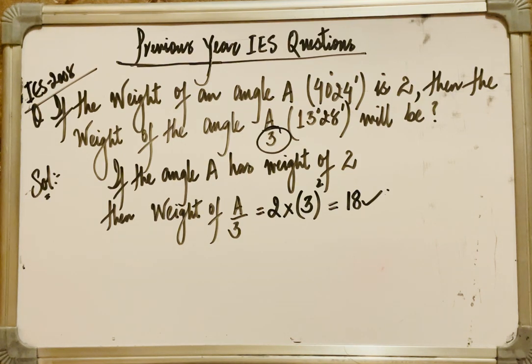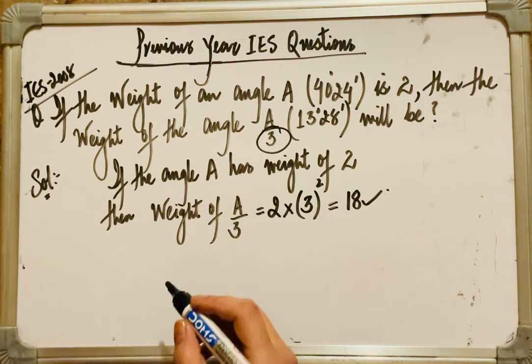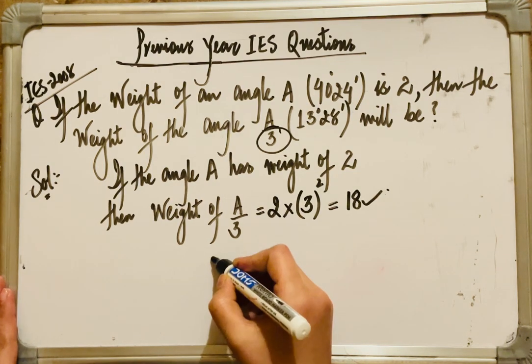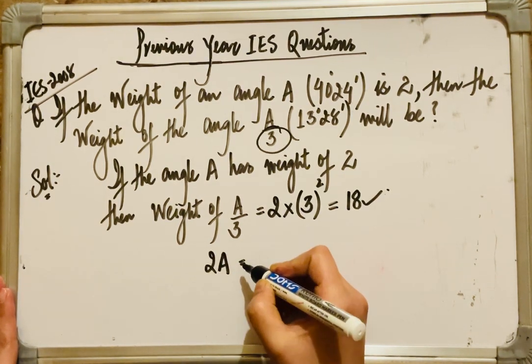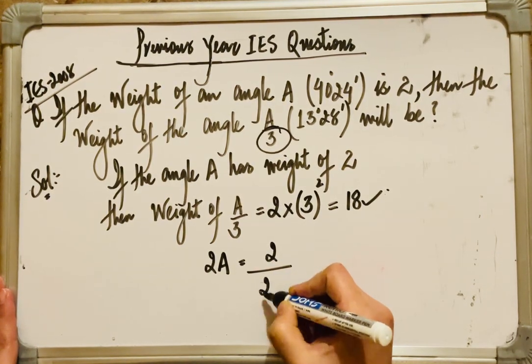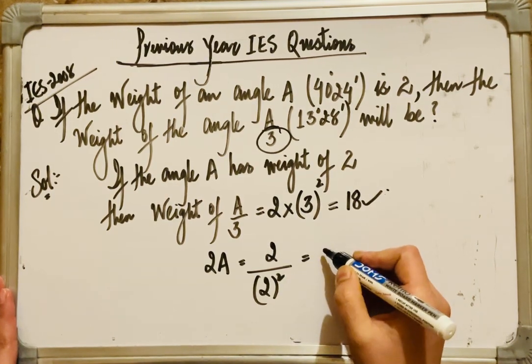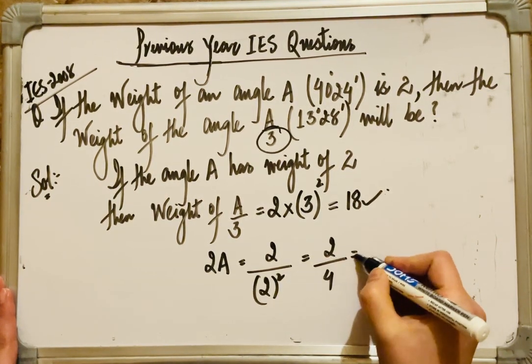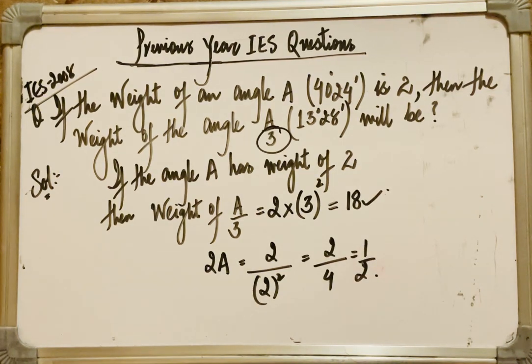All right, and according to the law of weights, if a quantity of a given weight is multiplied by a factor, the weight of the result is obtained by dividing its given weight by the square of that factor. So if in this case we had been asked to calculate the weight of, say, 2A, then it was equal to the weight of A, that is 2, divided by the square of the factor. So it was 2 by 4 or 1 by 2. So this was the question as asked in IAS 2008. Moving on, let's do the next question.